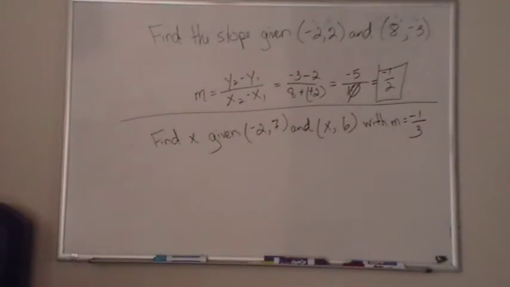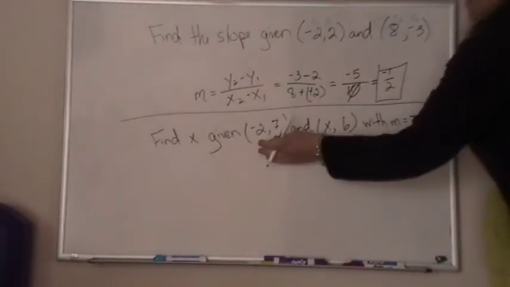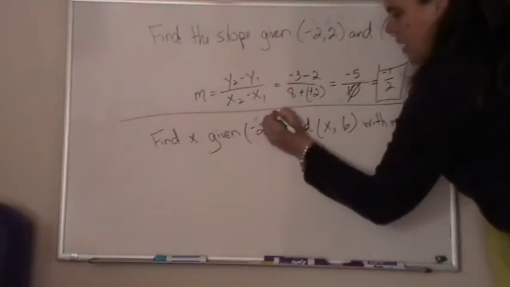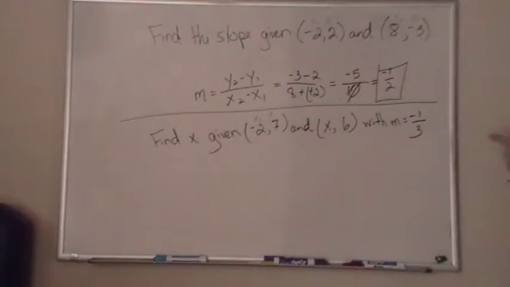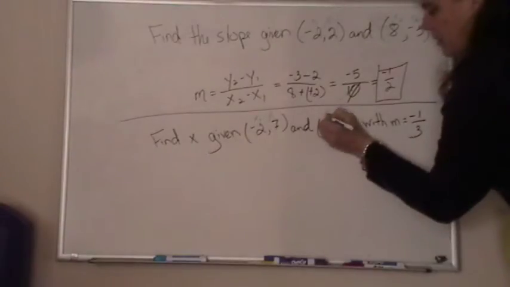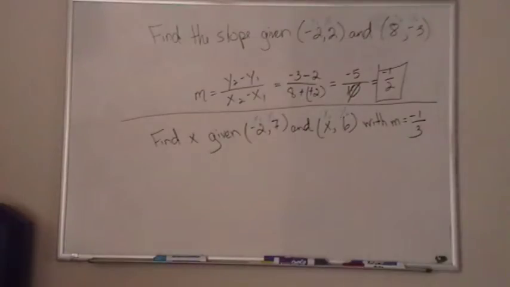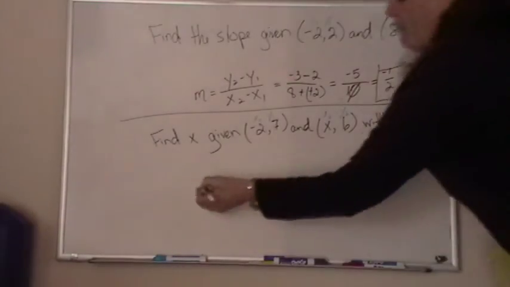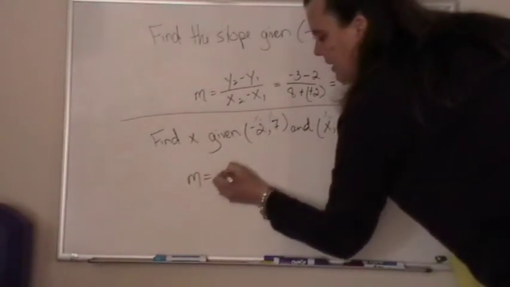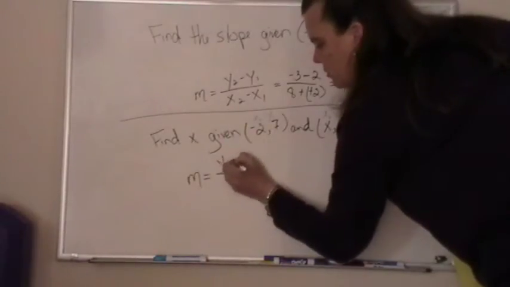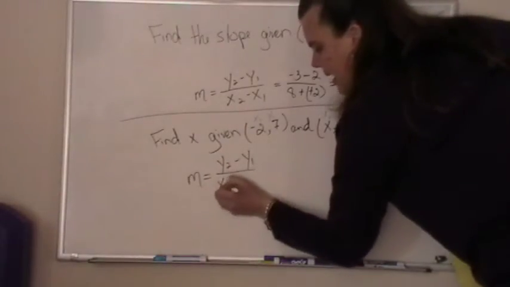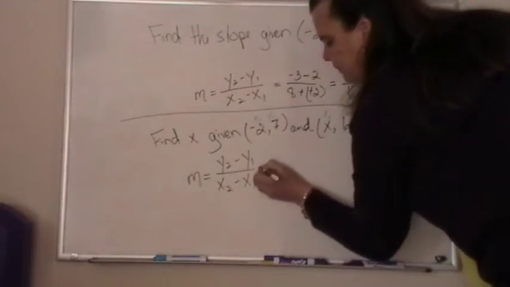I'm going to start off the same way I did the problem at the top, by labeling my points. This is my first point, and I have an x and a y, so I'll make that x1, y1. This is my second point, so I'll make it x2, y2. And I already know what my slope is. Same way I started the top problem, I'm going to write out my formula: m equals (y2 minus y1) over (x2 minus x1).